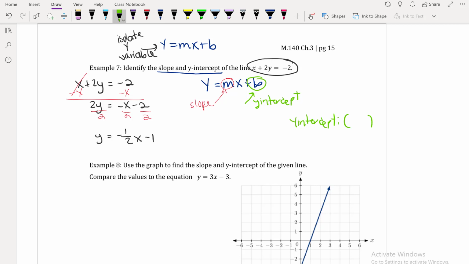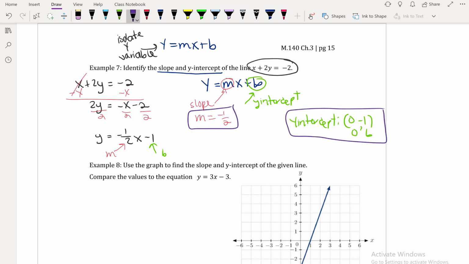So the y-intercept is going to be an ordered pair where I have 0, b. And so this right here is my b value. It's negative 1. Now, if I'm looking at my slope, that's m, that's going to be the number in front of the x. So that number is a negative 1/2. So now I have my slope, and I also have my y-intercept.